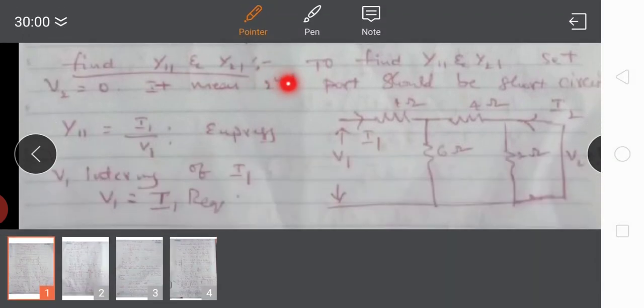To find y11 and y21, first set V2 equals 0, it means the second port should be short circuited. So this is the corresponding network. Here the second port is short circuited, so V2 equals 0. V1 is port 1 voltage, I1 port 1 current, I2 port 2 current, V2 port 2 voltage, which equals 0. So find y11. y11 equals the formula I1 by V1.